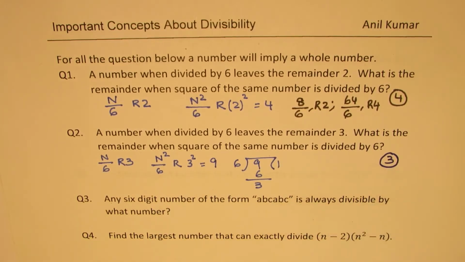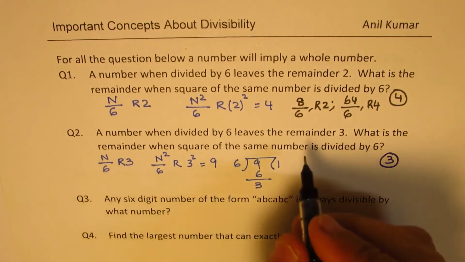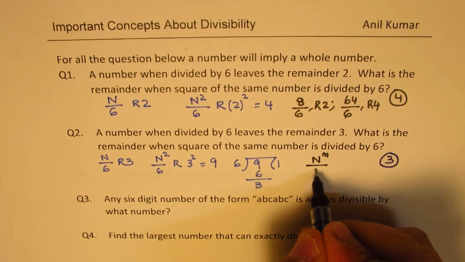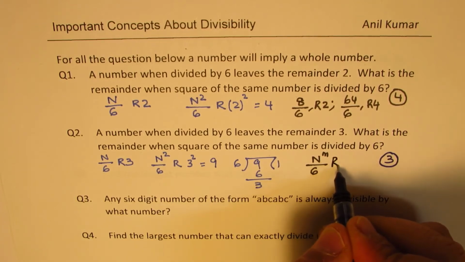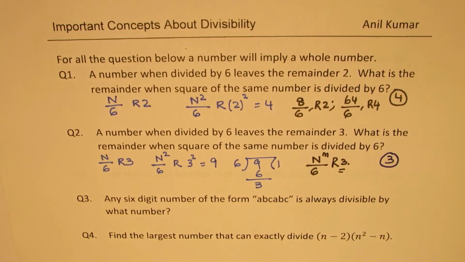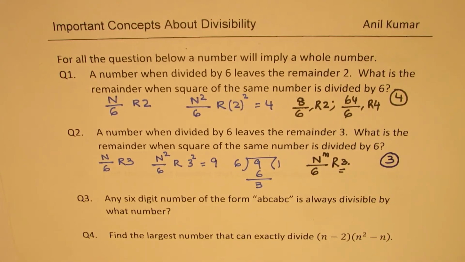Right? That's kind of interesting. So this question, it could be any power. So n to the power of m, for example, divided by 6 will also result in a remainder of 3, right? So this is interesting. So you can find such test questions also many times in a test paper. Now, question number 3 and 4, let us take them on a separate page.